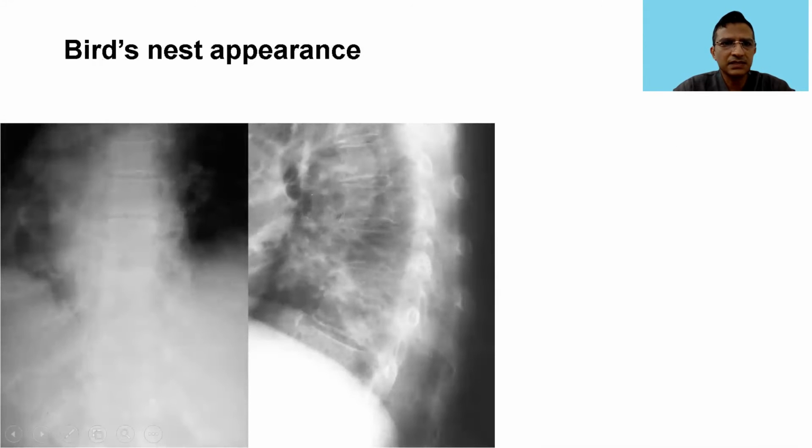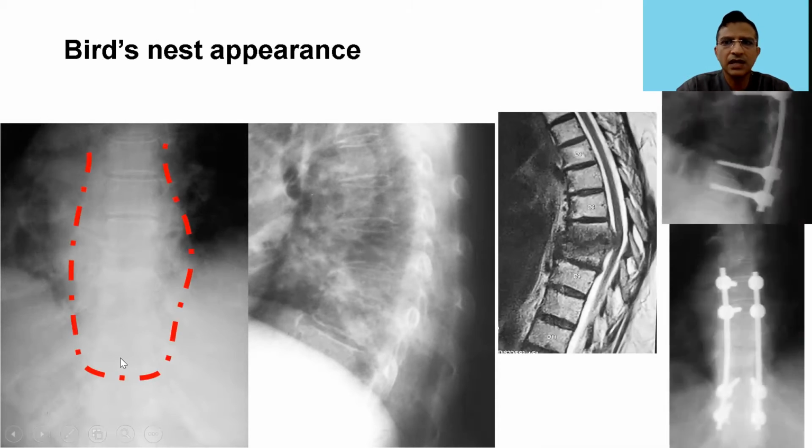There are also certain other features which we can see on the X-rays. There is this bird's nest appearance as we can see on the anteroposterior X-ray over here, and which would be indicative of a paraspinal abscess and which may probably require a surgical intervention as is seen over here.